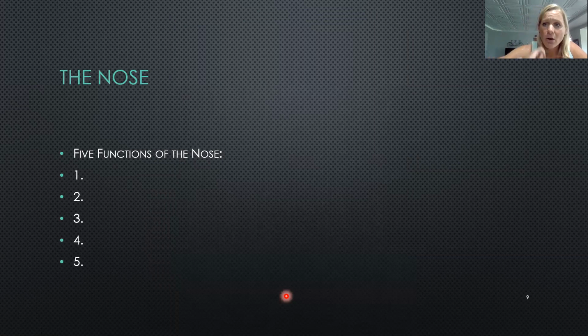Okay, so the nose has 5 different functions. The functions of the nose include providing an airway for respiration. Okay, it can moisten and warm air as it enters into the body. It can filter inhaled air of foreign particles. It serves as a resonating chamber for speech, and also houses olfactory smell receptors.